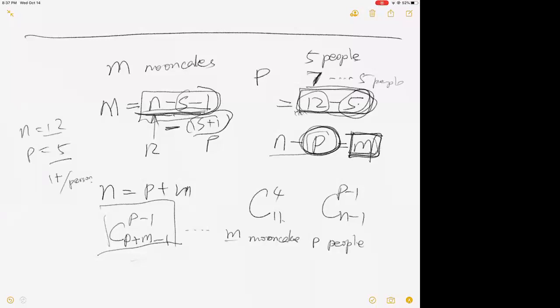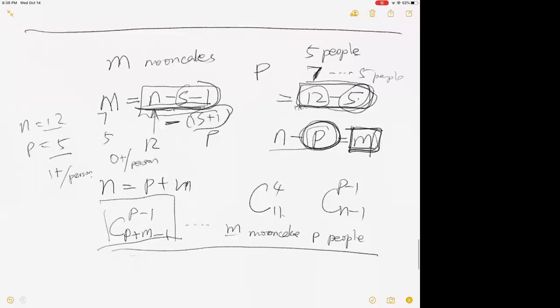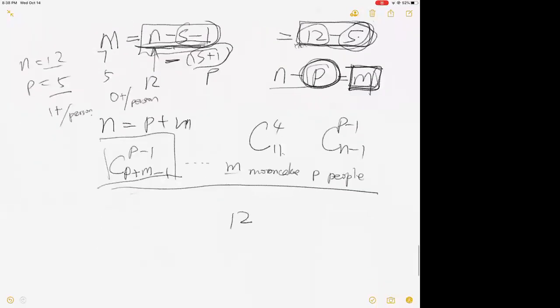Okay, that's equivalent to allocating 7 to 5 with 0 or more per person, right? And then Kyle derived this formula. So now let's see, what if we have 12 mooncakes to 5 people, but some of them may get 0? Then that'll be going back to this formula. That'll be C(P + M - 1, P - 1), with P is 5 and M is 12, so C(5 + 12 - 1, 5 - 1), which is the same as C(16, 4). Okay, very good. So this is an algebraic way of deriving this formula.